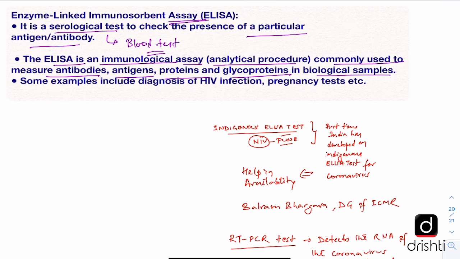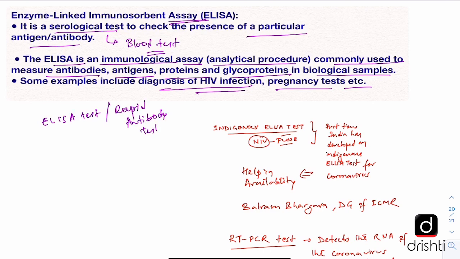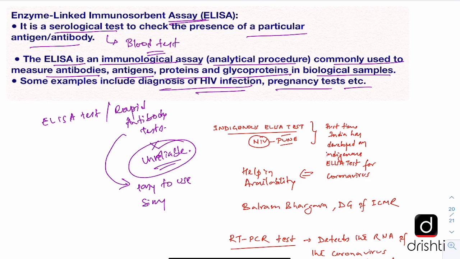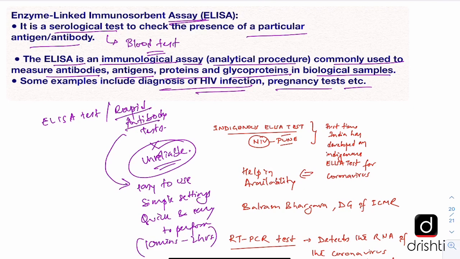Now some examples include diagnosis of HIV infection, where the ELISA test has been a game changer, pregnancy test and various other diseases where ELISA is used. And here we should know the difference between the ELISA test versus the rapid antibody tests, which were mainly imported from China, but they were discarded because they were very unreliable. But these rapid antibody tests have an advantage that they are easy to use, they require very simple settings, and they are quick and easy to perform, 10 minutes to 2 hours. That is why they are called rapid antibody tests.